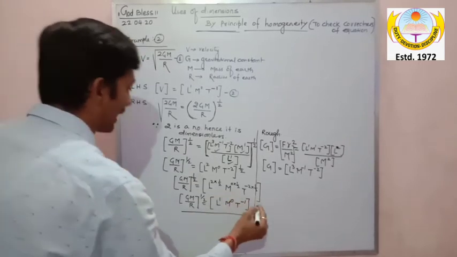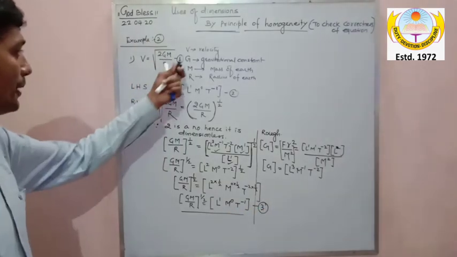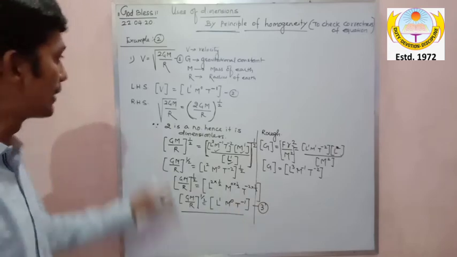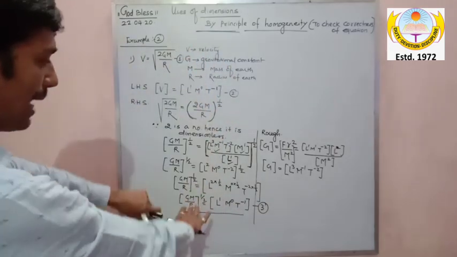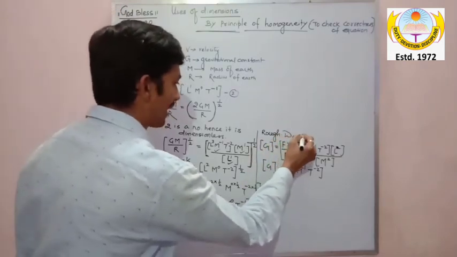This I will put as equation number 3. So I substituted 1, I substituted 2 and I substituted 3. Now there is nothing left. I have found every dimension. So this is rough work. Why did I do rough work?